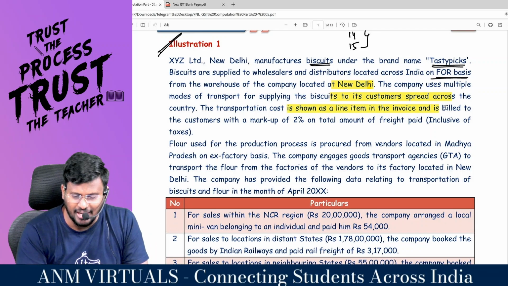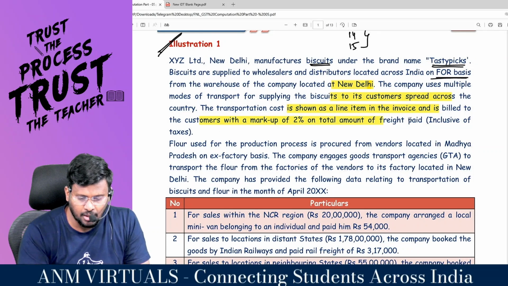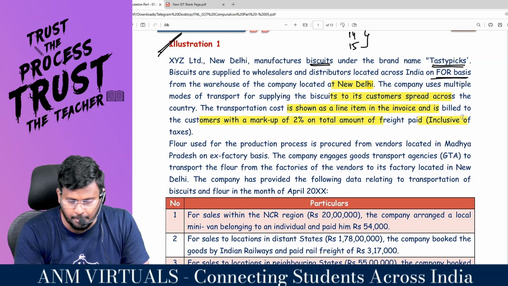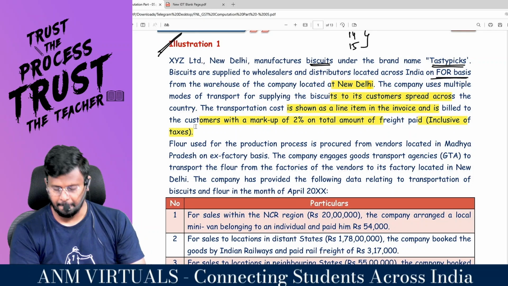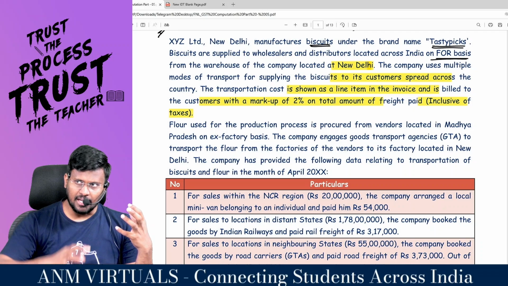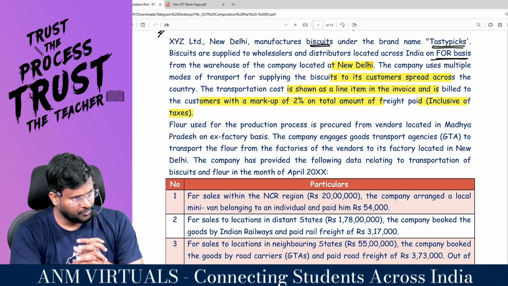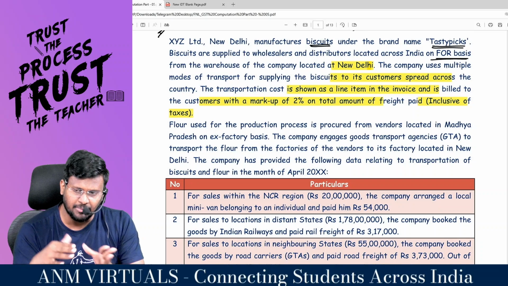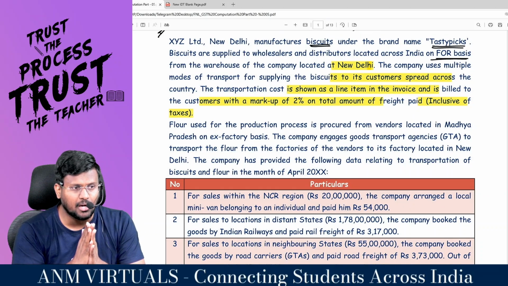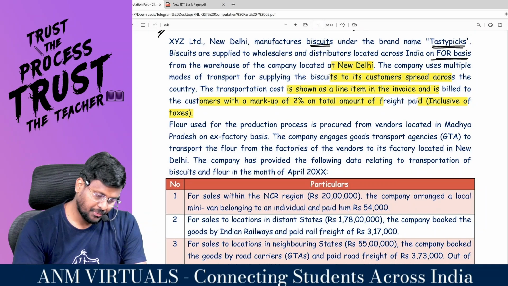Transportation cost is shown as a line item in the invoice and billed to the customer with a markup of 2% on the total amount of freight paid, inclusive of taxes. Fantastic to the core. So what they are doing is, sir, actually the GTA is providing GTA services, which is transportation of goods. For that, they are paying something to the GTA. Whatever they are paying, on that they are getting a 2% markup. So for 100 rupees, they are collecting 102 rupees.